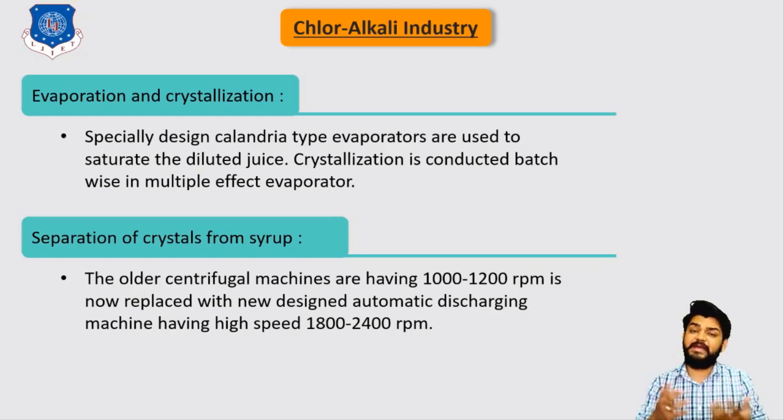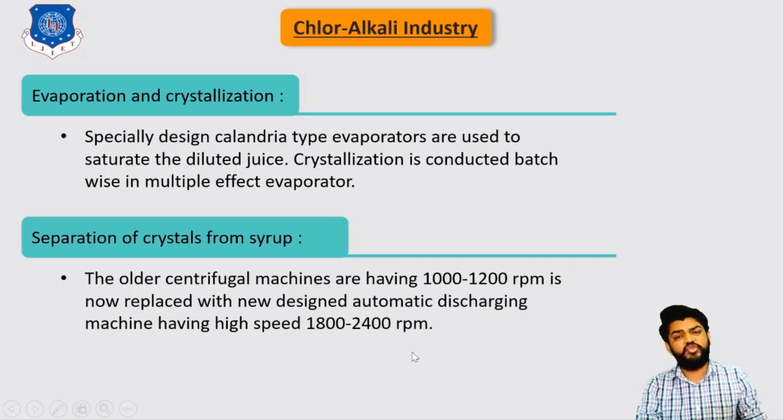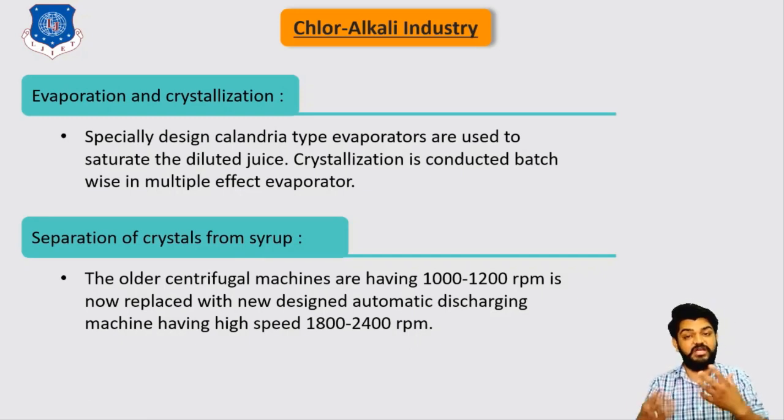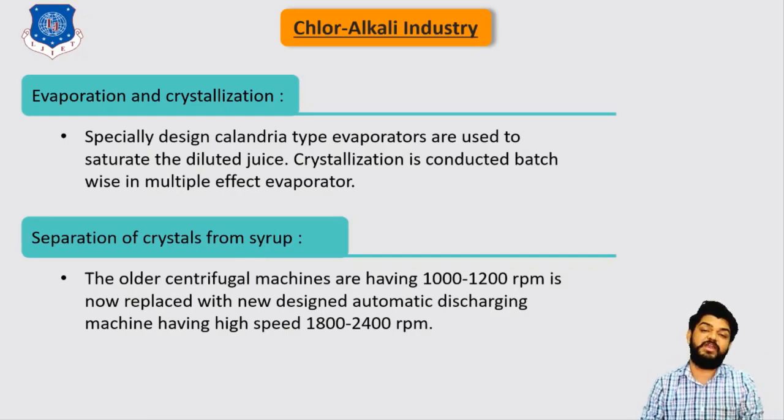In the older method, centrifuges were used which operated at around 1000 rpm to 1200 rpm, right? But nowadays modern centrifuges are used which operate at very high rpm of 1800 to 2400 rpm. So this ultimately increases the centrifugation effect, and the purification, or we can say the separation of the crystals from the syrup, becomes very easy.